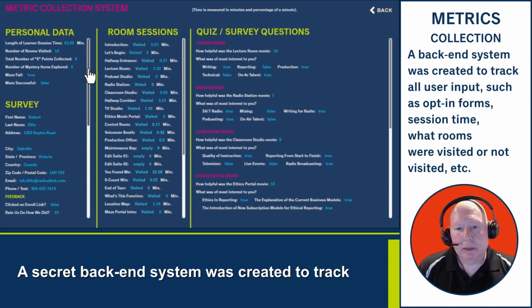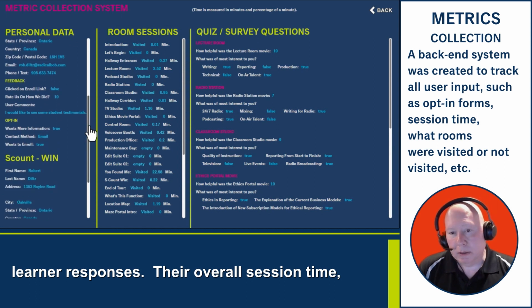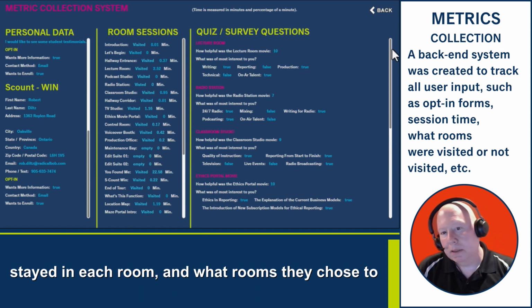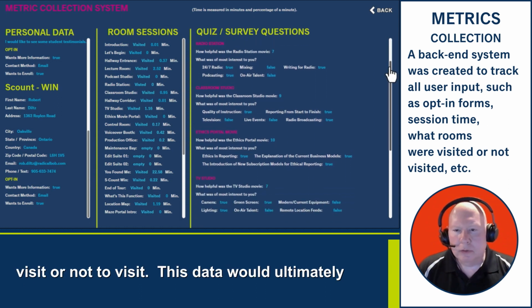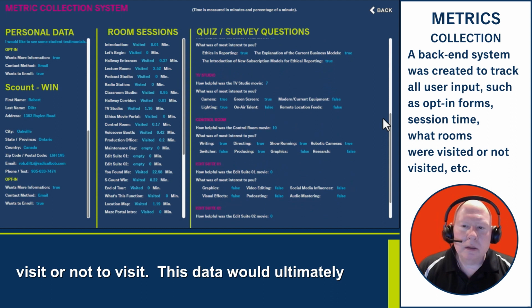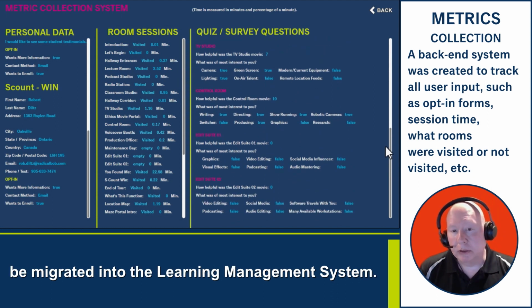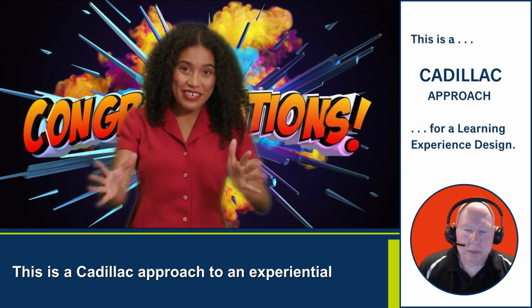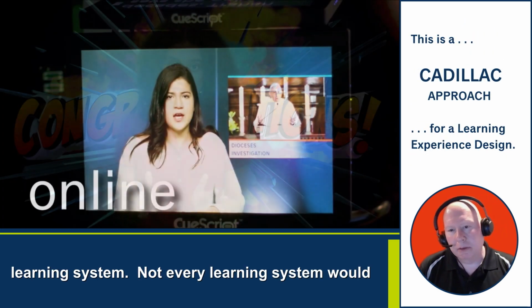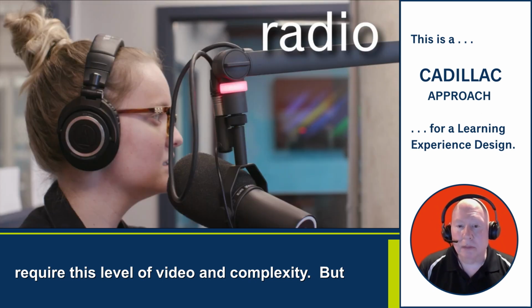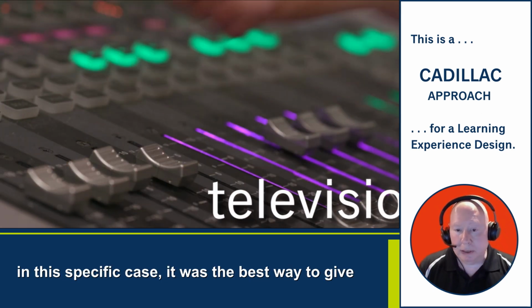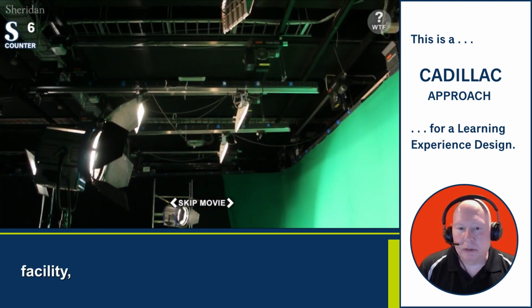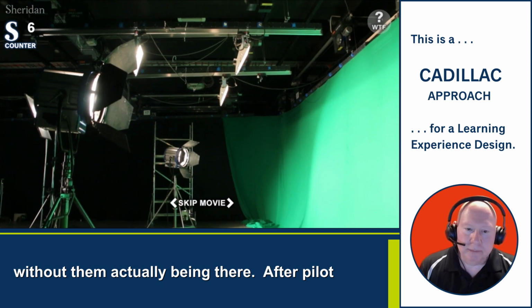A secret back-end system was created to track learner responses, their overall session time, what rooms they visited, how long they stayed in each room, and what rooms they chose to visit or not to visit. This data would ultimately be migrated into the learning management system. This is a Cadillac approach to an experiential learning system. Not every learning system would require this level of video and complexity, but in this specific case, it was the best way to give the learner a sense of scale and quality of the facility without them actually being there.